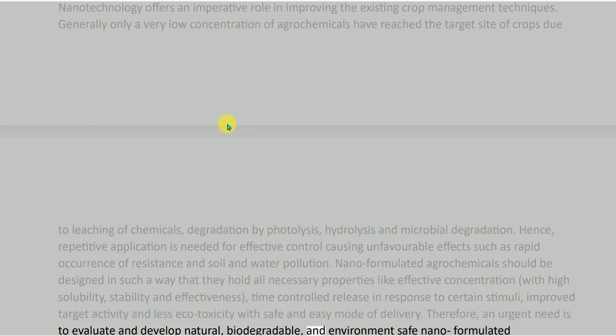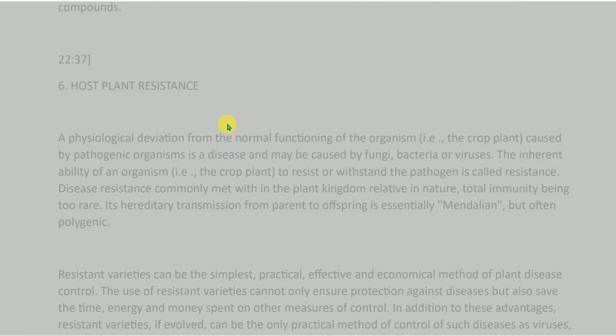Host plant resistance. A physiological deviation from the normal functioning of the organism, i.e., the crop plant, caused by pathogenic organisms is a disease and may be caused by fungi, bacteria or viruses. The inherent ability of an organism, i.e., the crop plant, to resist or withstand the pathogen is called resistance. Disease resistance commonly met with in the plant kingdom is relative in nature, total immunity being too rare. Its hereditary transmission from parent to offspring is essentially Mendelian, but often polygenic.